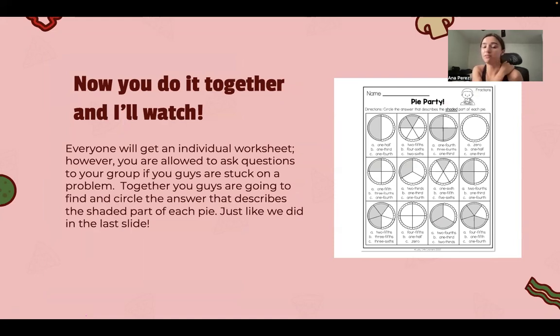Everyone will get an individual worksheet. However, just because you get an individual worksheet does not mean that you are not allowed to ask questions to your group. In fact, you are encouraged to ask your group if you have any questions on a problem, if you are stuck with any word, with any number, whatever the case may be. Together you are going to find and circle the answer that describes the shaded part of each pie, just like how we did in the lesson and just like how we did in the guided practice, okay?